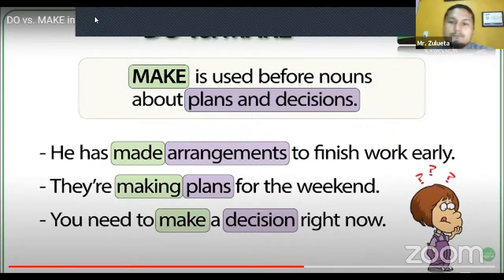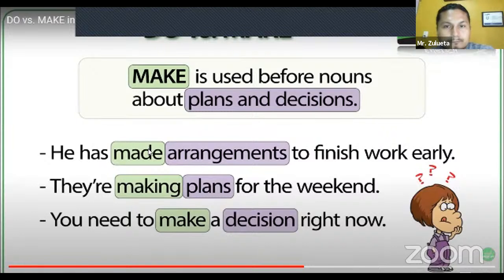We use make with nouns about speaking and certain sounds. She made a nice comment about my dress. The baby is asleep, so don't make any noise. Don't make a promise you cannot keep.